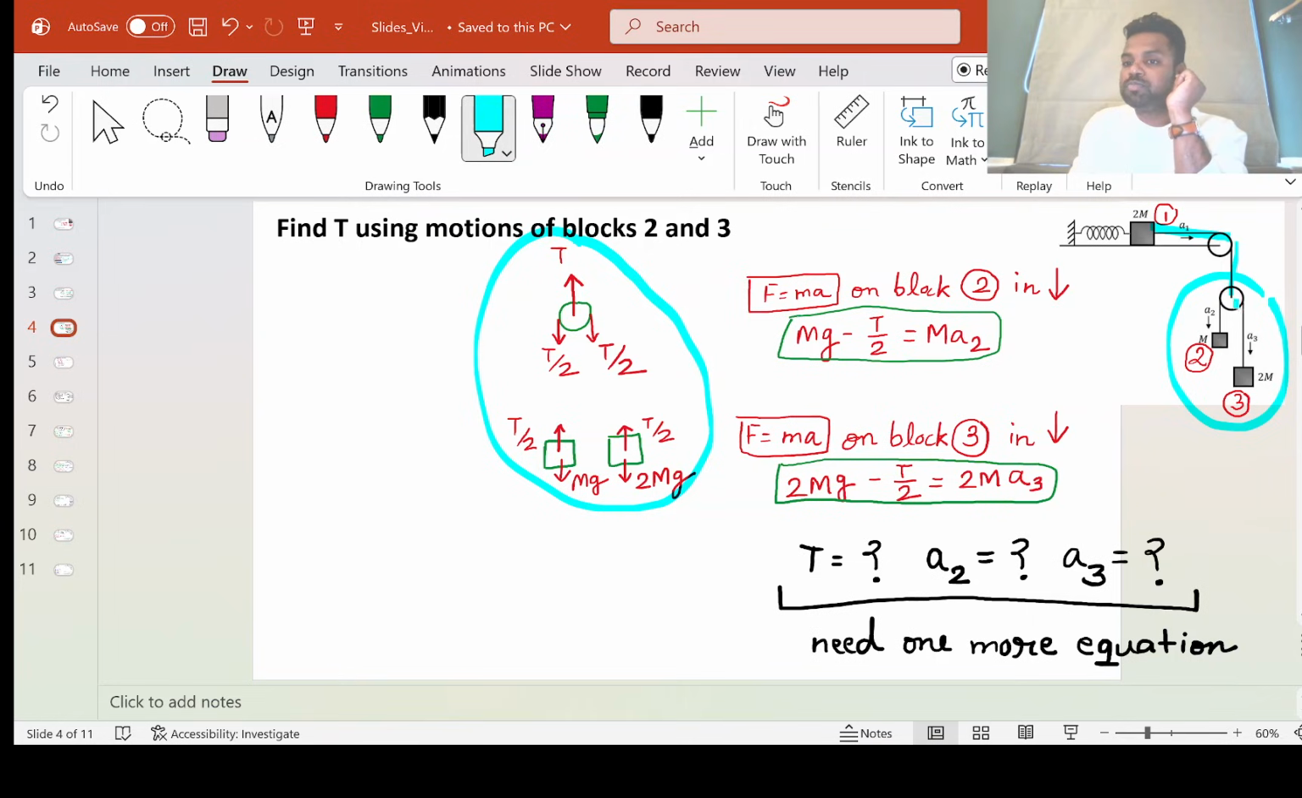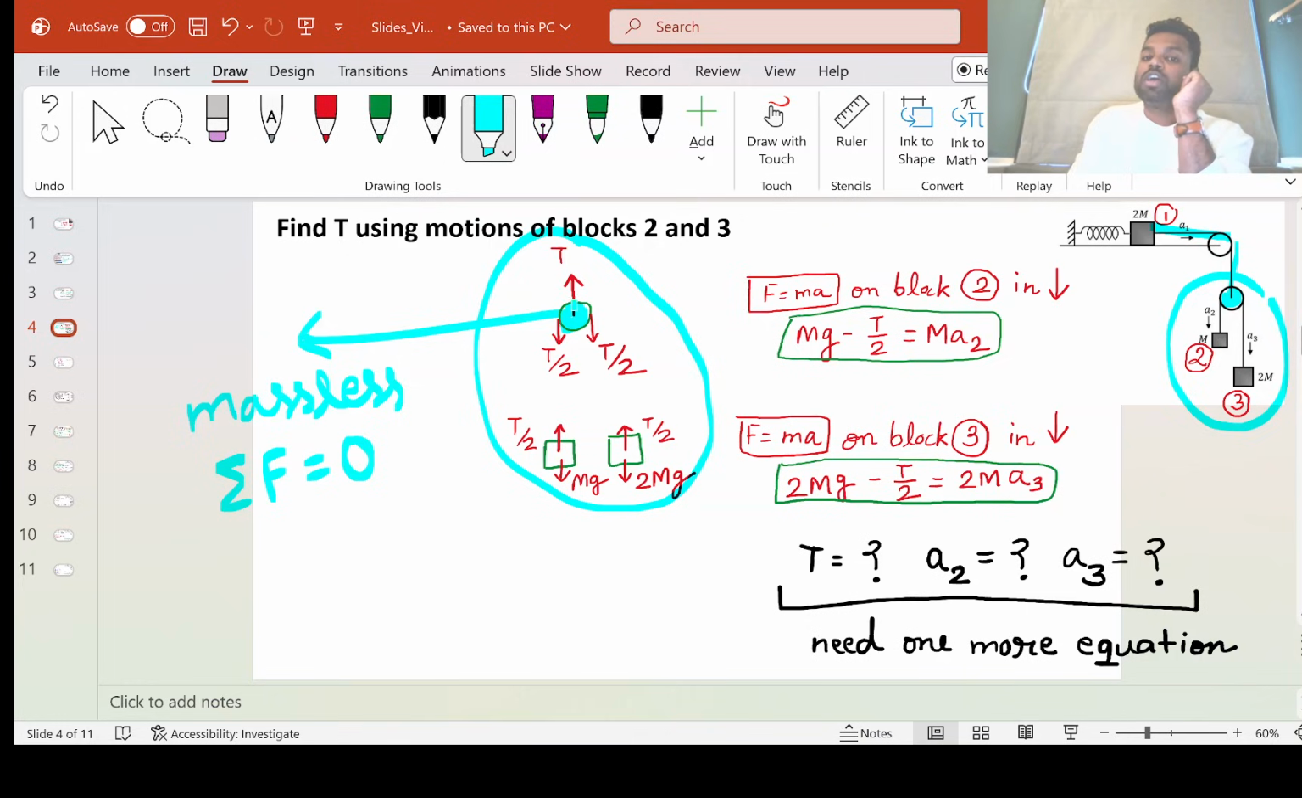So let us look at this pulley here. This pulley is massless, right? This has no mass. That's what the problem says. That means the net force on this pulley has to be 0, right? So this rope has a tension upward, T, right? So this rope in yellow, I'll use yellow color to highlight, will have another tension, which has to be half because it is twice, right? So the net force on this pulley is 0.